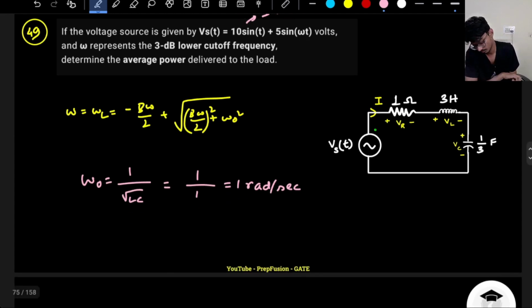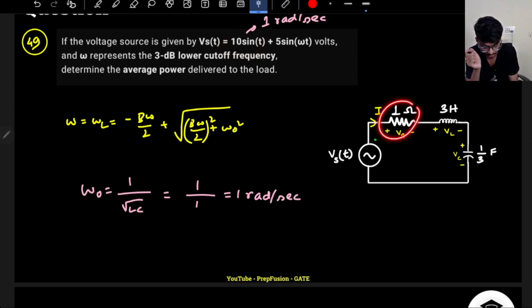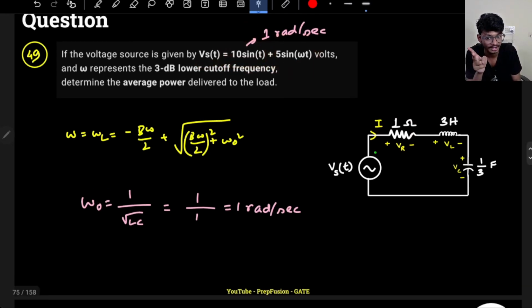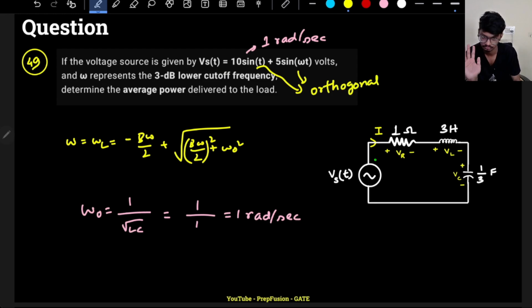This is the resonant frequency, right? So ultimately the circuit will behave as a purely resistive circuit. There is a multi-tone signal. So first I will determine the power due to this, then I will determine the power due to this, then I will simply add. Why can I add? Because these signals are orthogonal to each other. That's why I can simply add the powers.